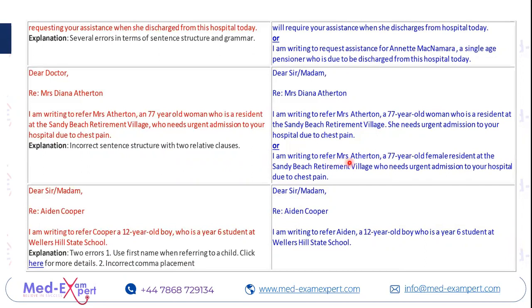Okay, I'm writing to refer Mrs. So-and-so, a 77-year-old female resident at the Sandy Beach Retirement Village who needs urgent admission to your hospital due to chest pain. So, name of the patient, age, major complaint, and what is the purpose? Urgent admission. So this information should be covered in your introduction part. Name, age, complaint, or diagnosis along with the purpose of it.